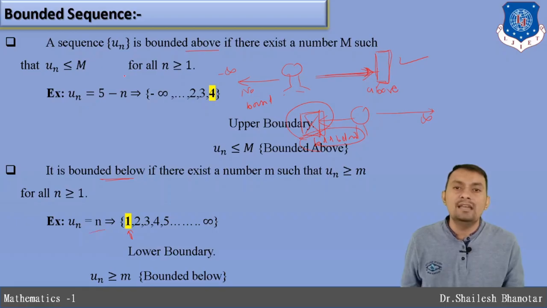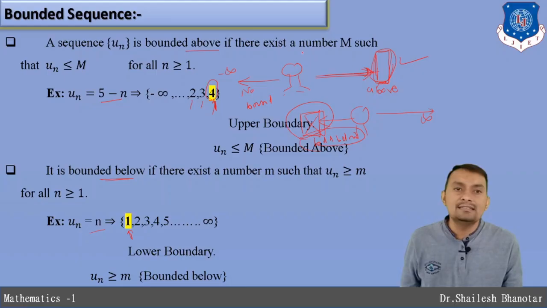But when we observe this sequence and put n equal to 1, it is going to be 4, n equal to 2, we are left with 3, n equal to 3, we will have 2 and so on. So this is the largest number, and we cannot cross this wall. That means we can say this is the upper bound, and the sequence is bounded above by 4.